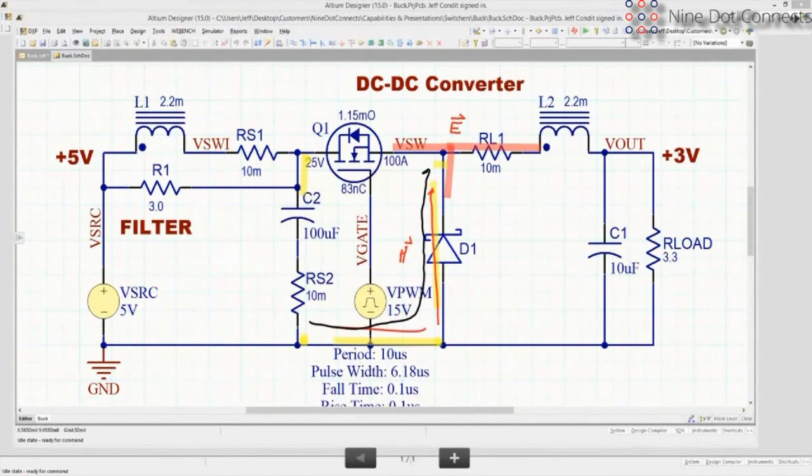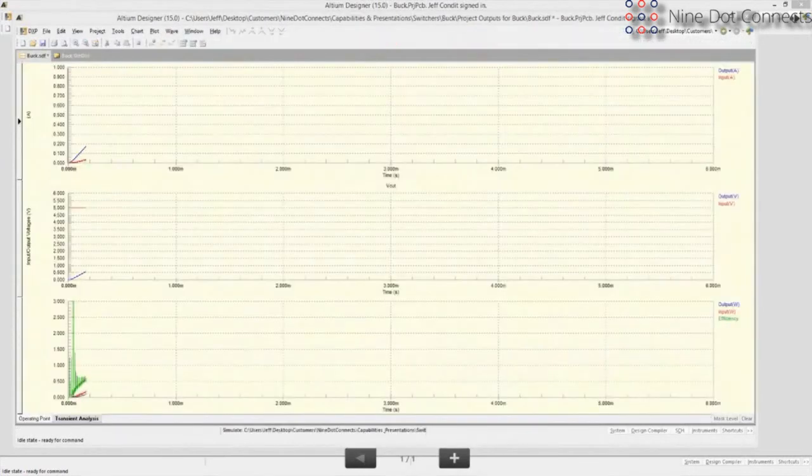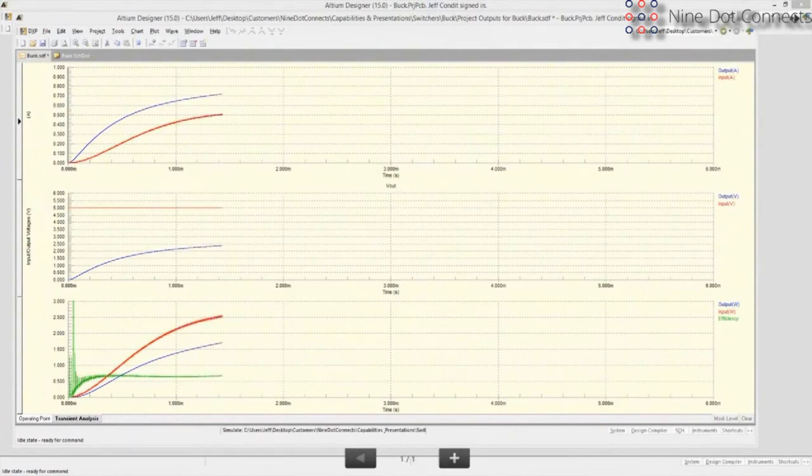Let's take a quick look at this. This is a simulation. You'll see in the top plots are actually of the current output. The blue is the output current. The red is the input current. We can see that the output current is higher than the input, which is kind of what we would expect. This is, by the way, only a 6 millisecond simulation.